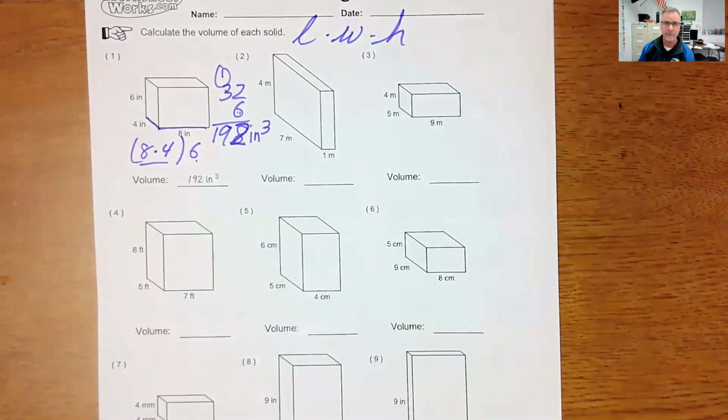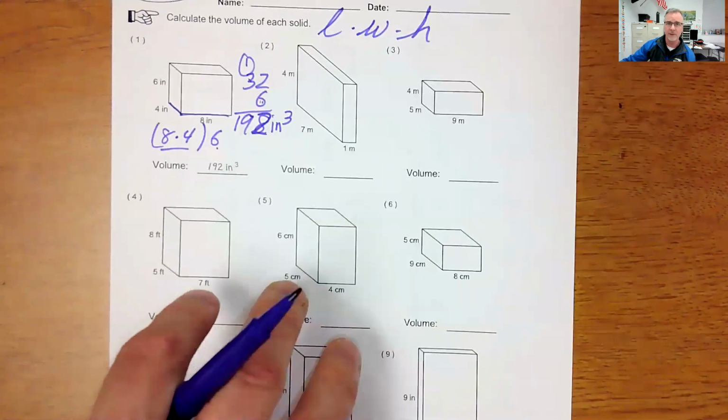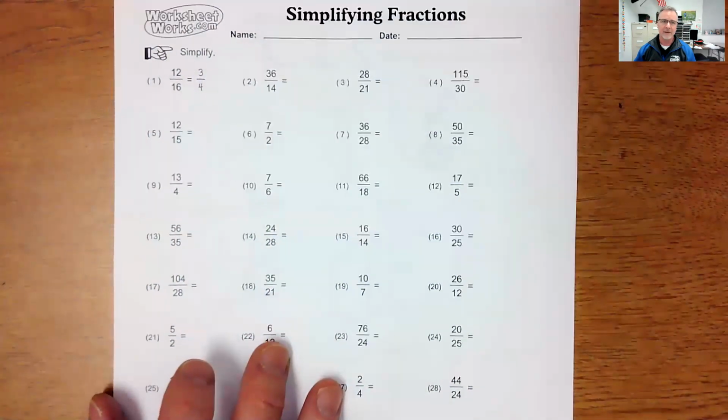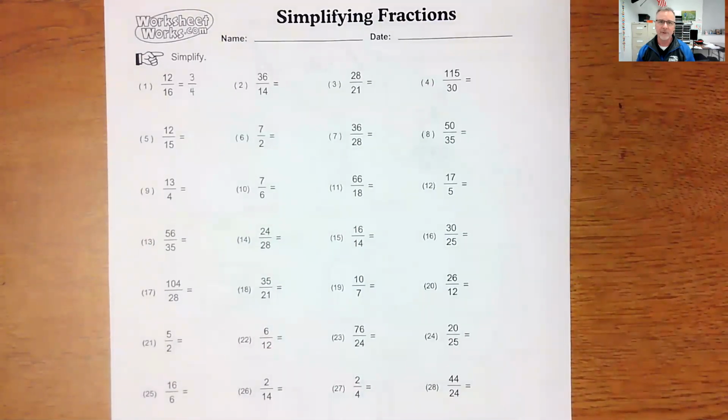Show your work on the paper. Use your brain, but don't do it in your brain. Put your work down on the sheet of paper. Third sheet. Yep, third sheet. Simplifying fractions, which you should fly through, I hope, if you know your basic facts. This is going to be a cakewalk today, folks.